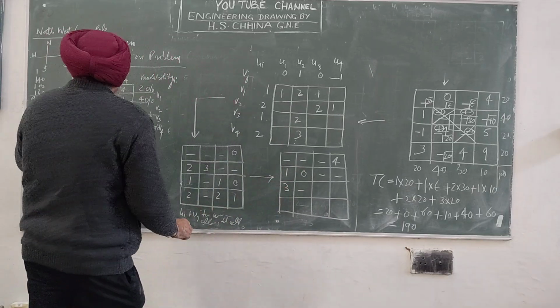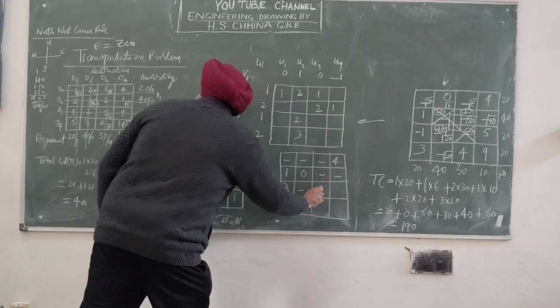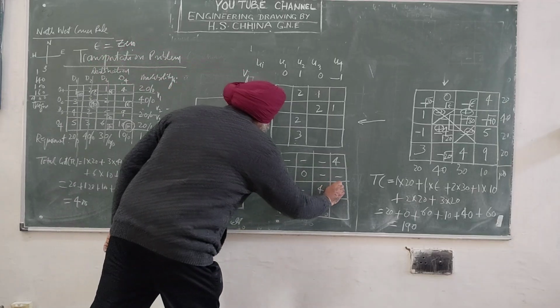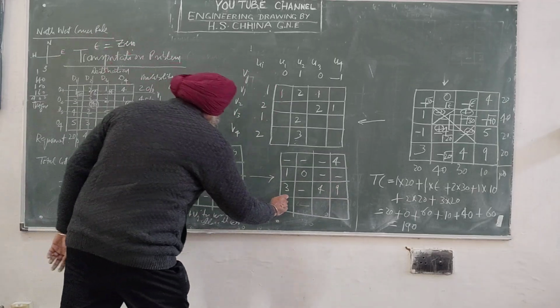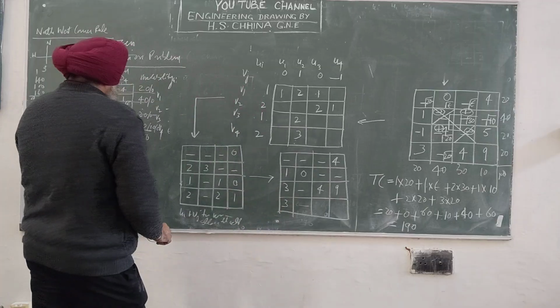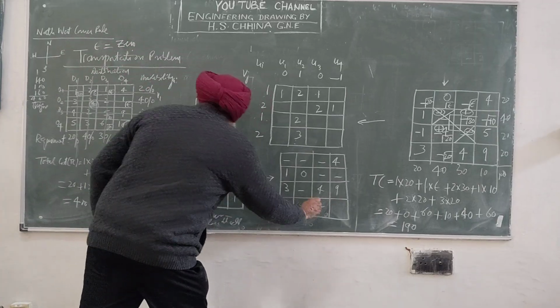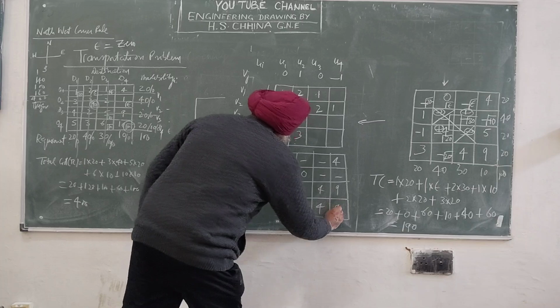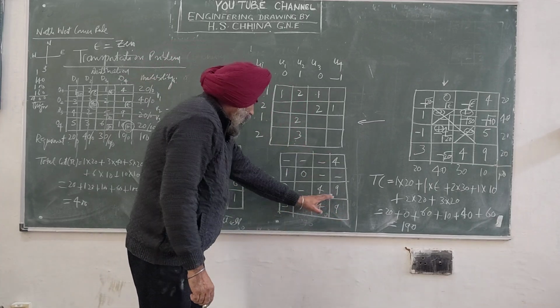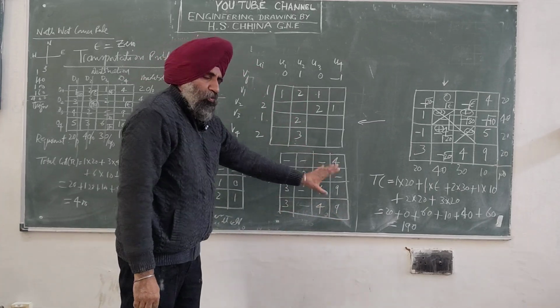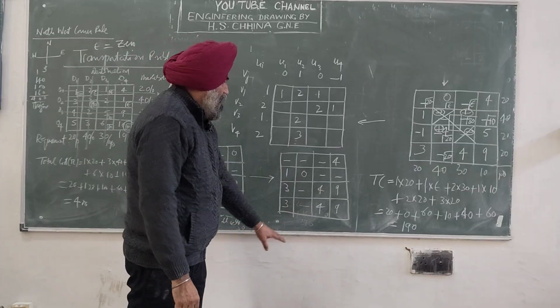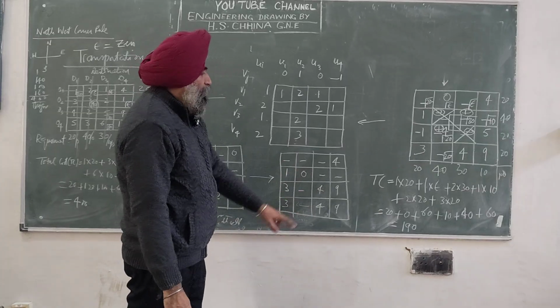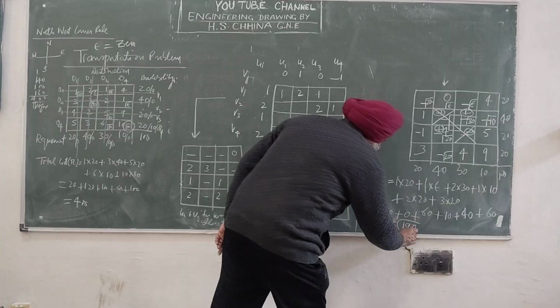This is 3. 5 minus 1. This is 4. 9 minus 0 is 9. 5 minus 2, it is 3. 6 minus 2, this is 4. 10 minus 1, 9. If you look at here, all the cells are either 0 or positive. Once this has been achieved, it means the solution obtained is optimal. What is the optimal solution? This is the optimal solution.